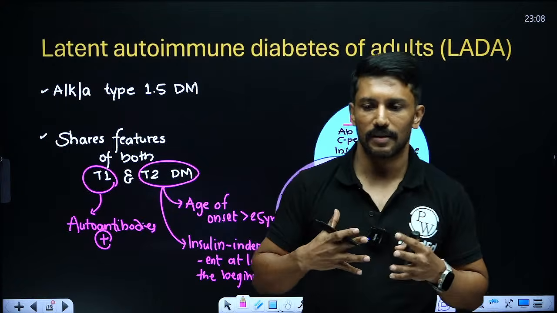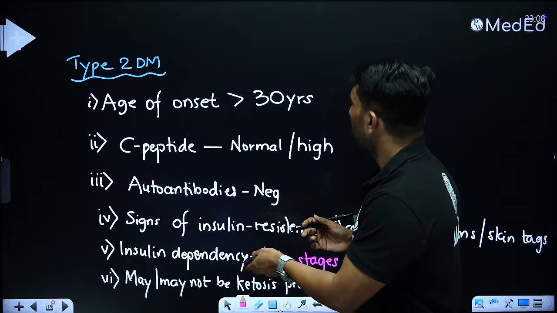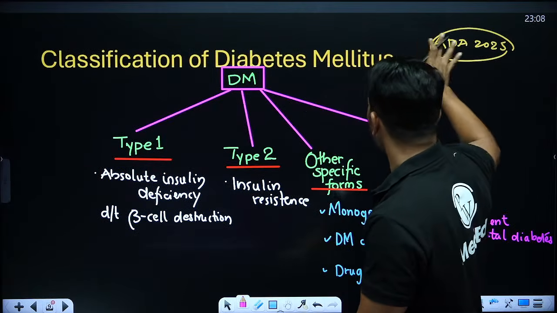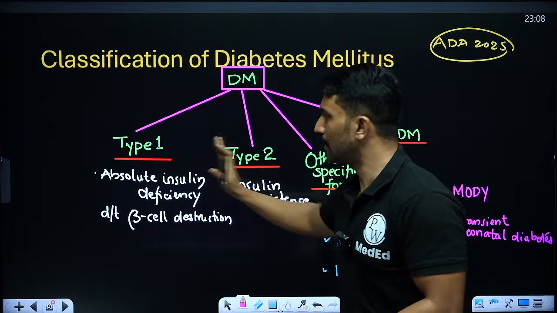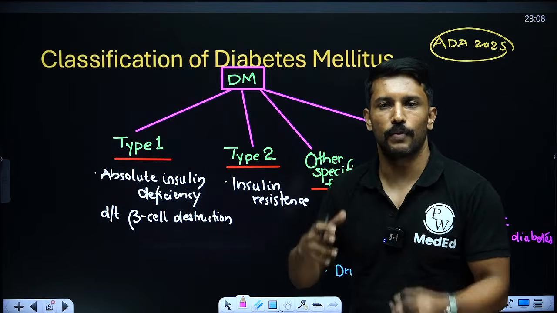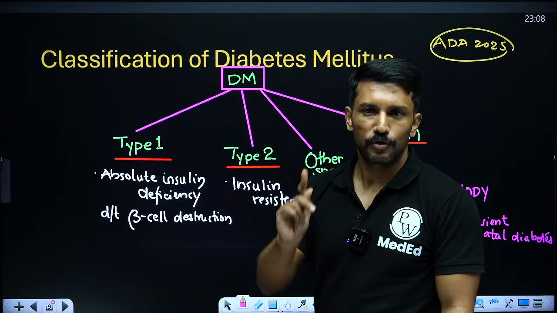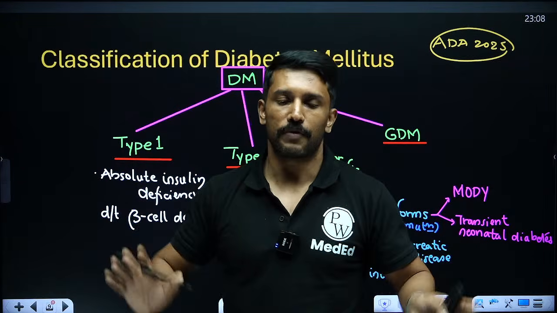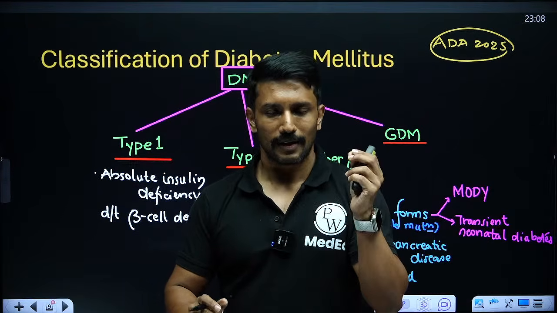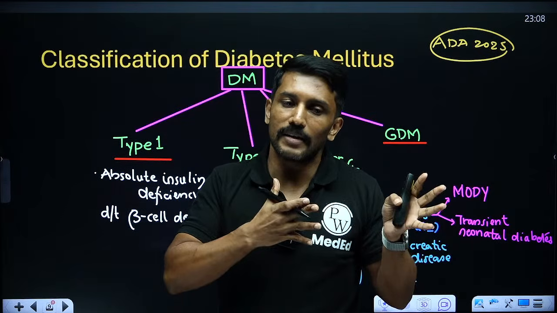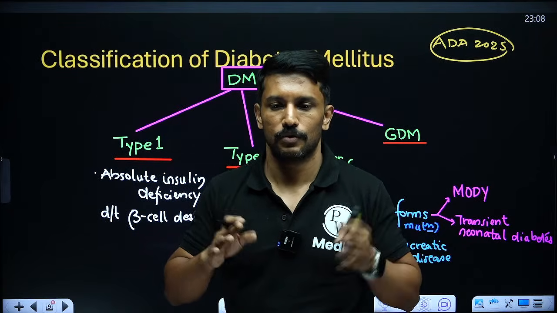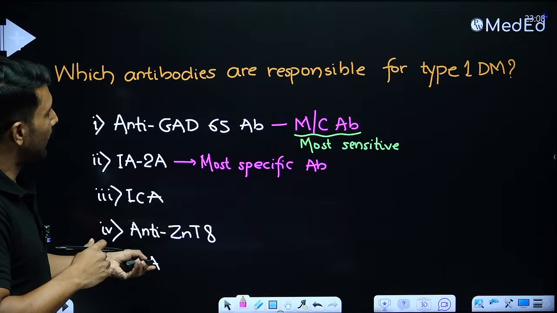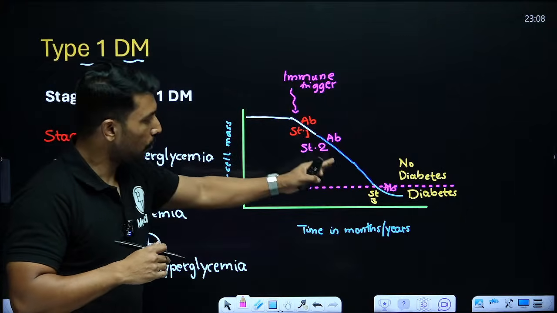Now, if you ask me, sir, then why didn't you mention that in this classification, or why did the American Diabetes Association not mention this 1.5 in between 1 and 2? And why are you talking about it as a subtype? So please remember, for me, type 1 and type 1.5 are no different. Basically, what I count is type 1.5 is a mild type 1, where antibody production is low, and that's why the beta cell destruction is also slow.